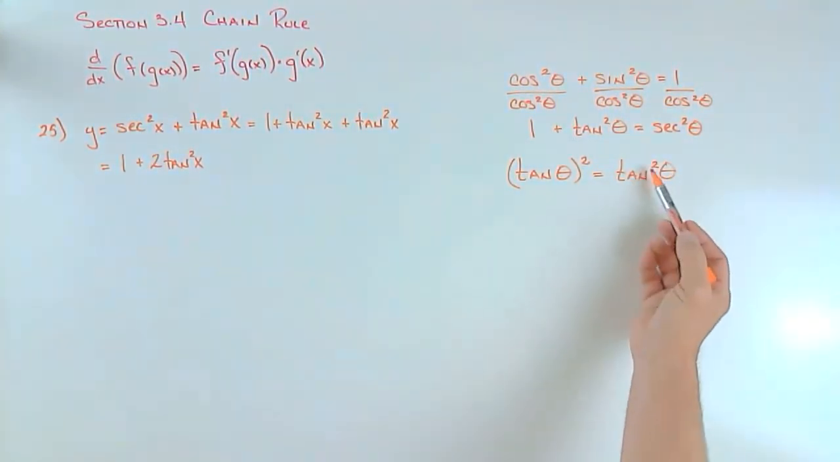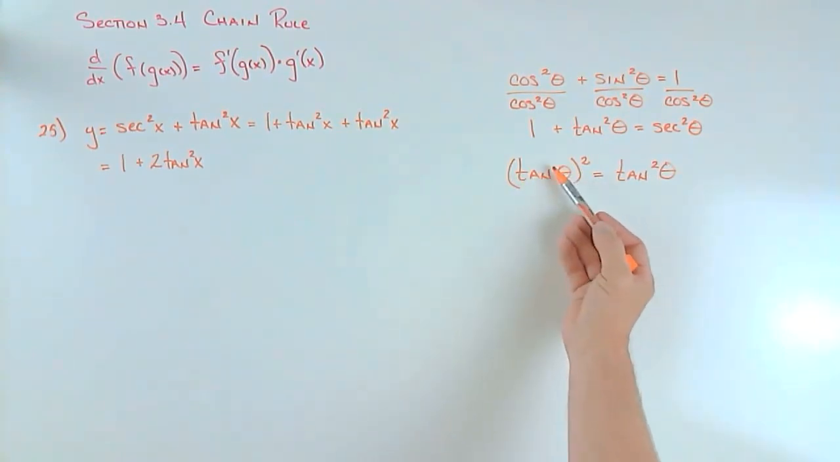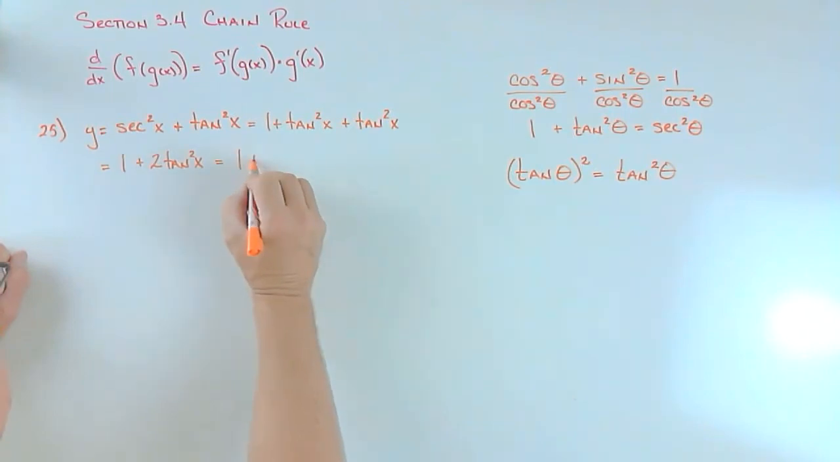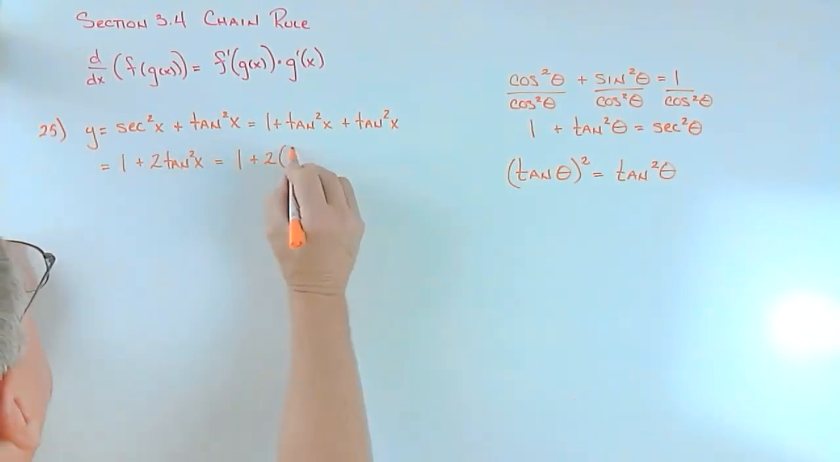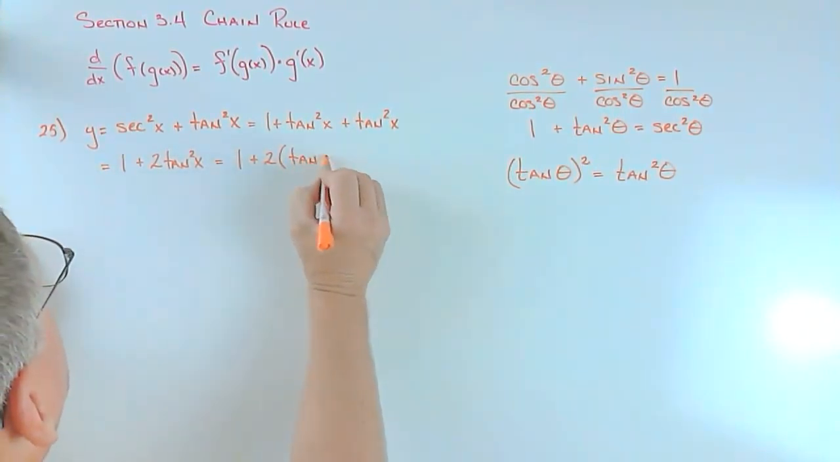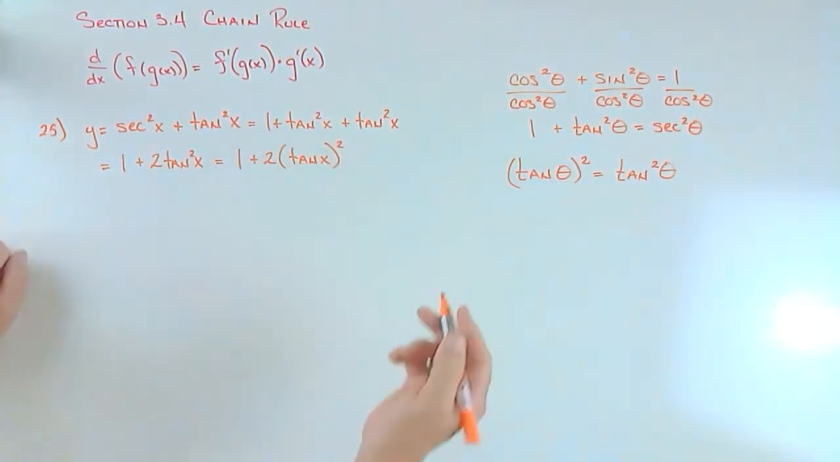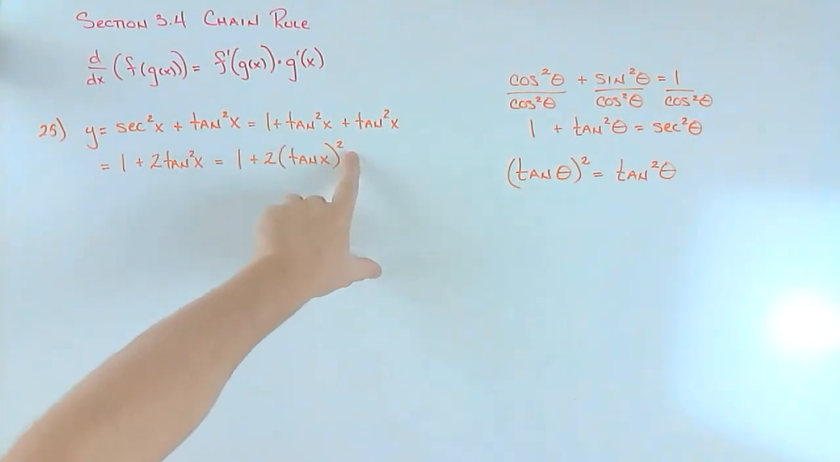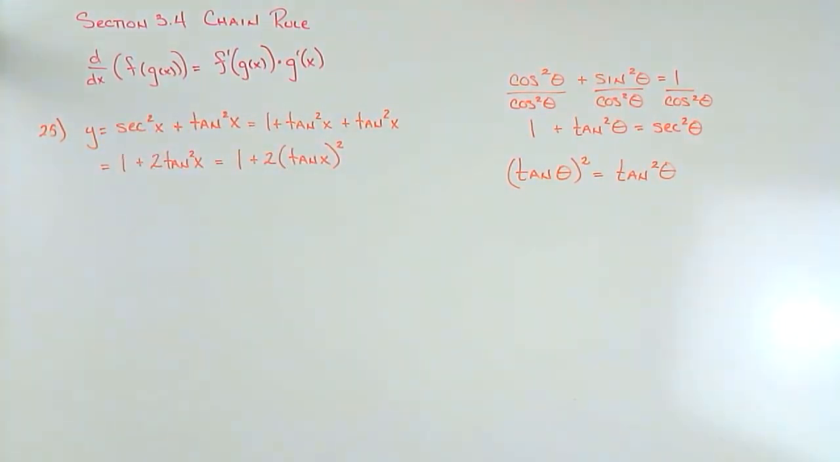Right? So when I have tangent squared, it really means this. In other words, if we write it again, we have not taken a derivative yet. It really means this. So we have a function to a power. We need the chain rule. So now we can take the derivative.